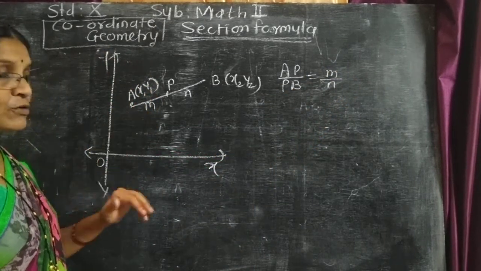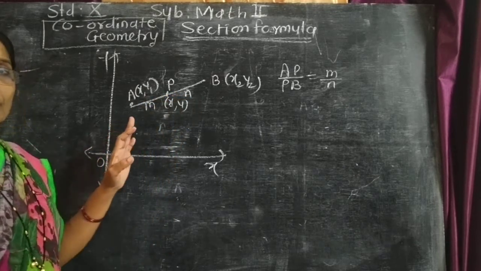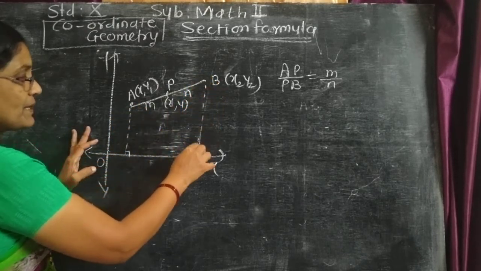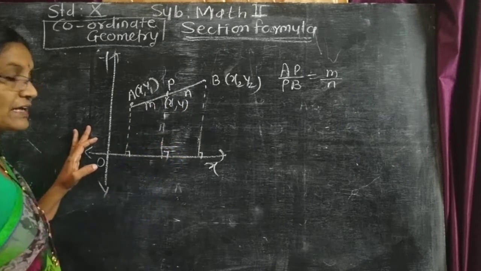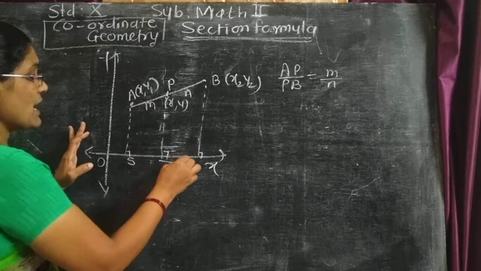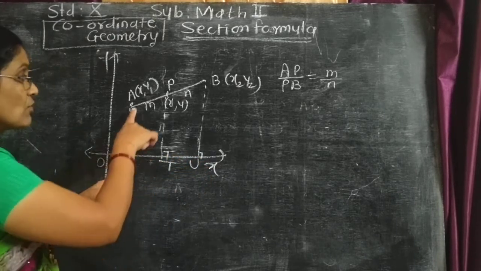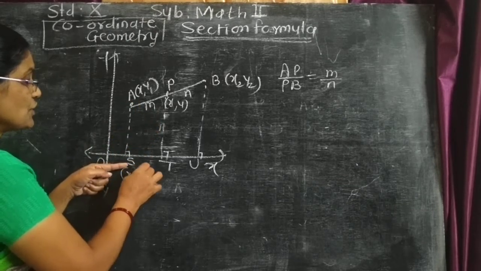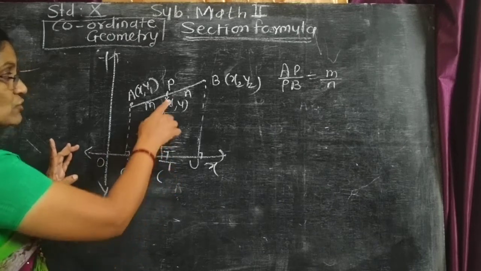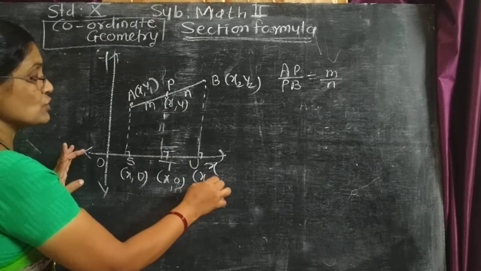Now to find the coordinates of this point P, suppose they are x, y, we construct perpendiculars from points A, B and P on the x-axis. Suppose those points are S, T and U. The coordinates of S will be x1, 0, because on the x-axis the y coordinate is 0. Coordinates of T are x, 0. Coordinates of U are x2, 0.